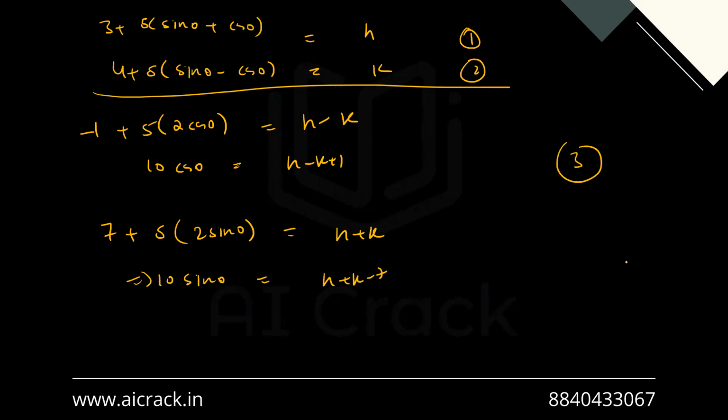If I square the third and fourth equations and add them up, I'll be getting 10 square cos square theta plus 10 square sin square theta. So basically 10 square is common, and sin square theta plus cos square theta is 1 only. So 100 equals (h minus k plus 1) whole square plus (h plus k minus 7) whole square. So this is the final locus.